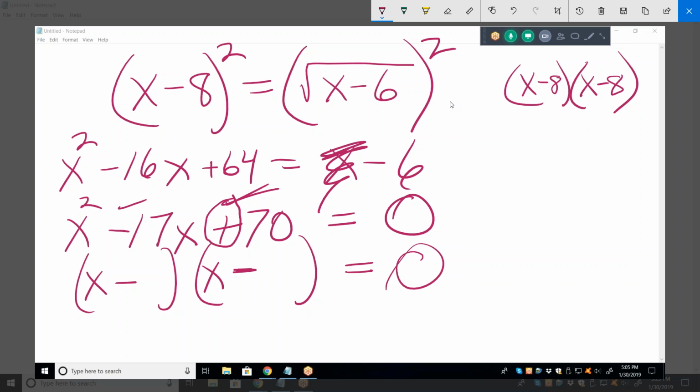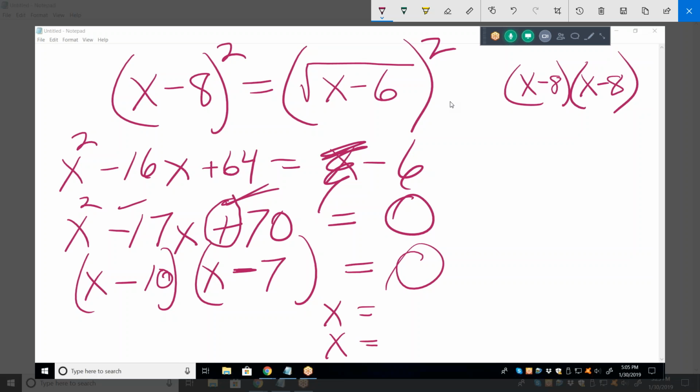Correct. When you say factors of 70, that's why I like students to verbalize it properly. Factors of 70 means two numbers that multiply to 70. So what two numbers that multiply to 70 add to 17? 7 and 10. And it doesn't matter where I put the 10 or where I put the 7. Not in this case. Sometimes it does. If they're different signs, it's going to matter.